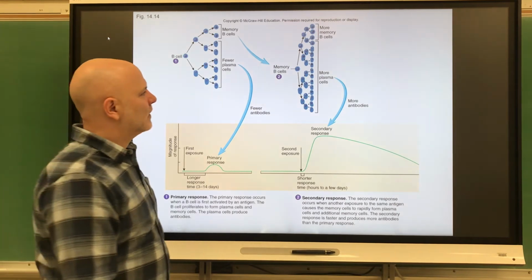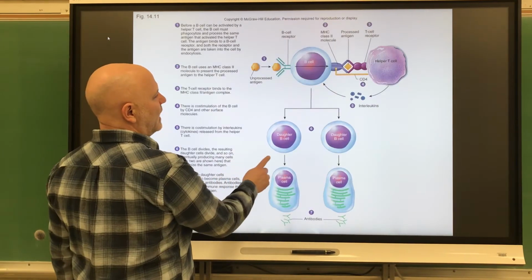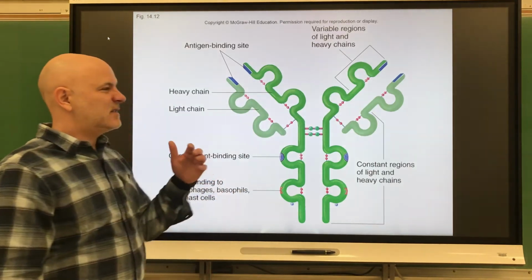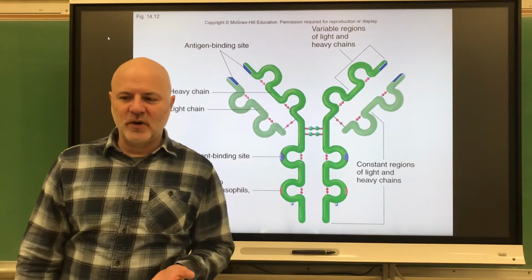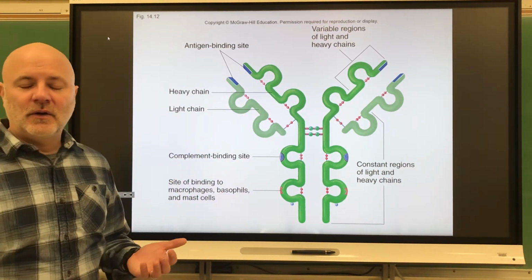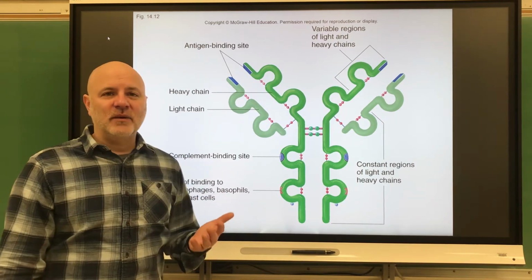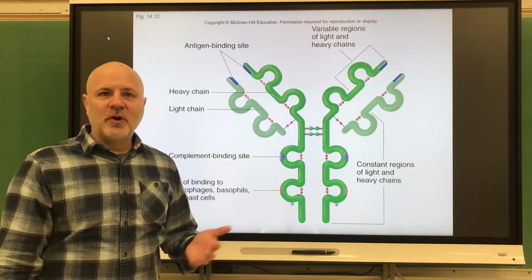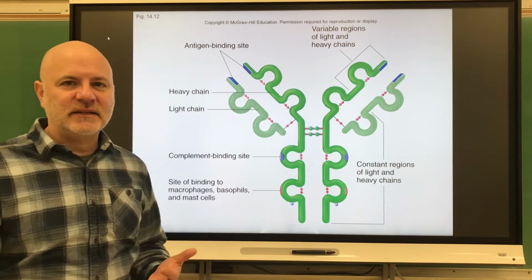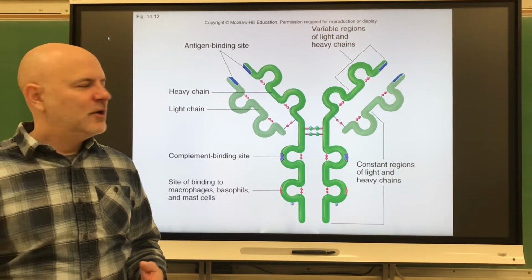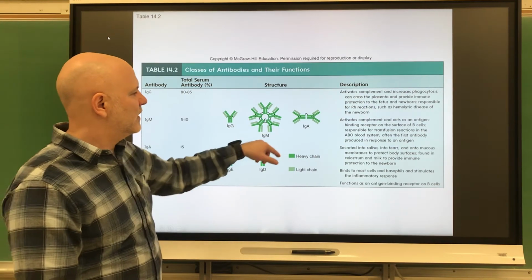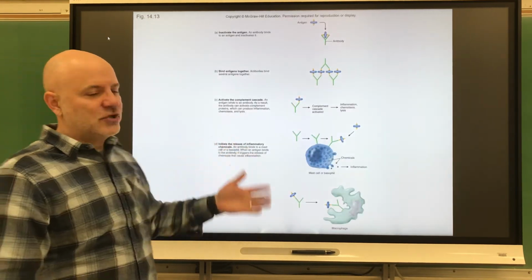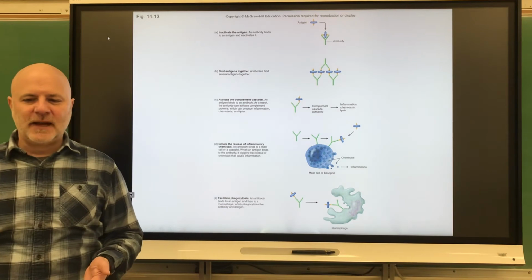All right, let's take a look at antibodies themselves. This is a picture of an antibody. They're these Y-shaped proteins. Antibodies are also known as immunoglobulins, and these are proteins produced in response to a non-self antigen. So let's look at how they work here. This is showing the modes of attack.